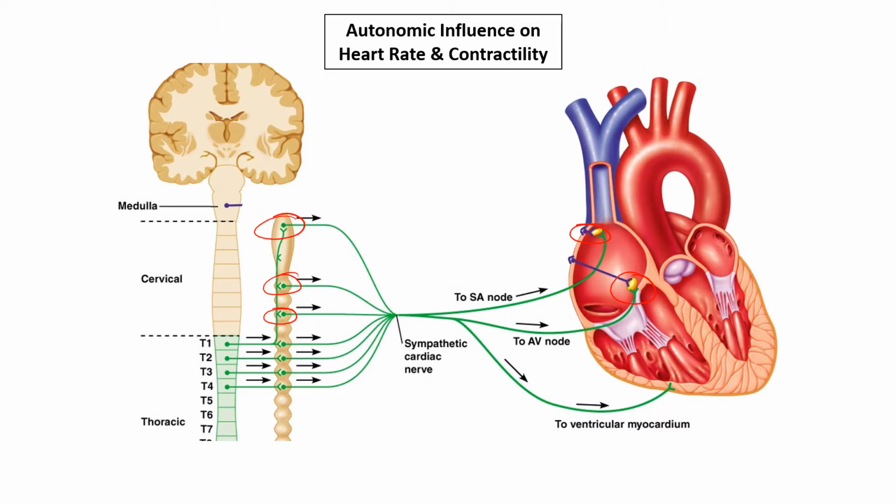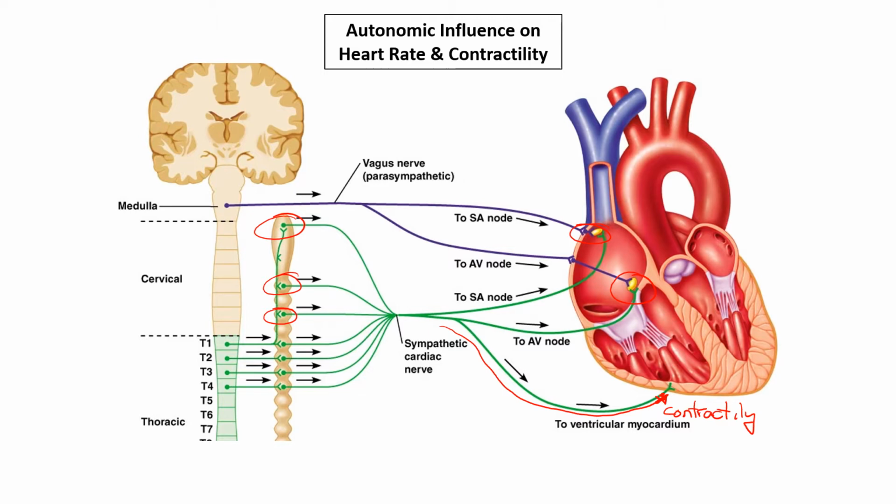You'll notice that they also have a branch coming off down to the ventricular part. This is going to influence the contractility, or how hard the heart actually beats. The parts going up to the upper nodes, the SA and the AV node, is going to influence the heart rate. The other system that we had is our parasympathetic nervous system.